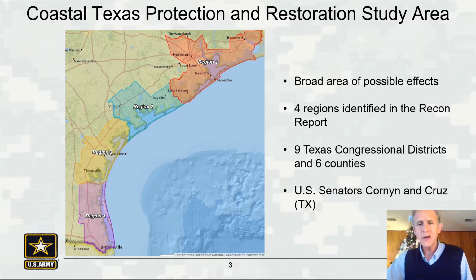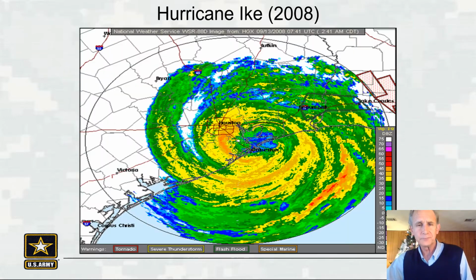There was a recon study. It had congressional support. And one of the impetus for this study was the flood history. Hurricane Ike affected this area in 2008. It absolutely devastated Galveston Island and went up slightly east of the Houston area with storm surge, and that was really the storm of record for this evaluation.